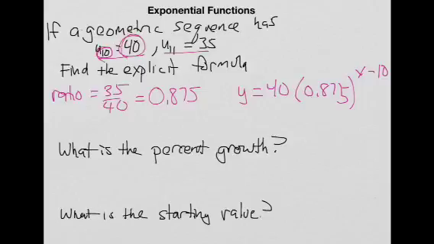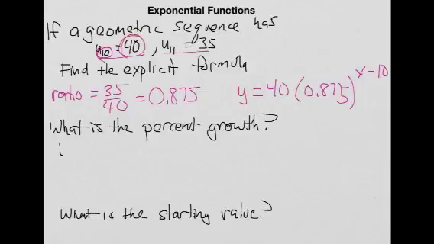Now, as I'm looking at that percent growth, give me a little more room to work here. Percent growth, all of this isn't growth. Let's get rid of that, because how do I know it's not growth? Well, my ratio is less than 1. I'm going down, 40 to 35. So this wouldn't be growth. This is going to be decay.